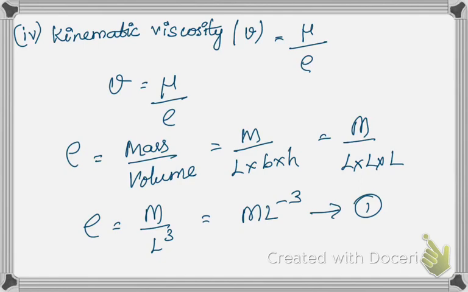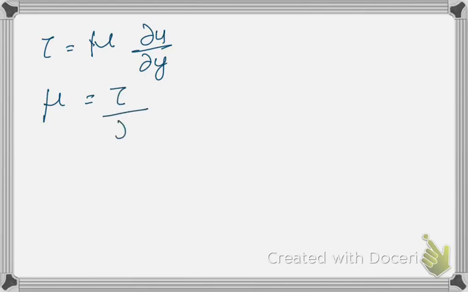Next I have to derive the dimensions for dynamic viscosity, that is mu. What is this dynamic viscosity? The formula I have to take from shear stress. Shear stress is equal to dynamic viscosity into dou u by dou y. So dynamic viscosity will be equal to shear stress by dou u by dou y.